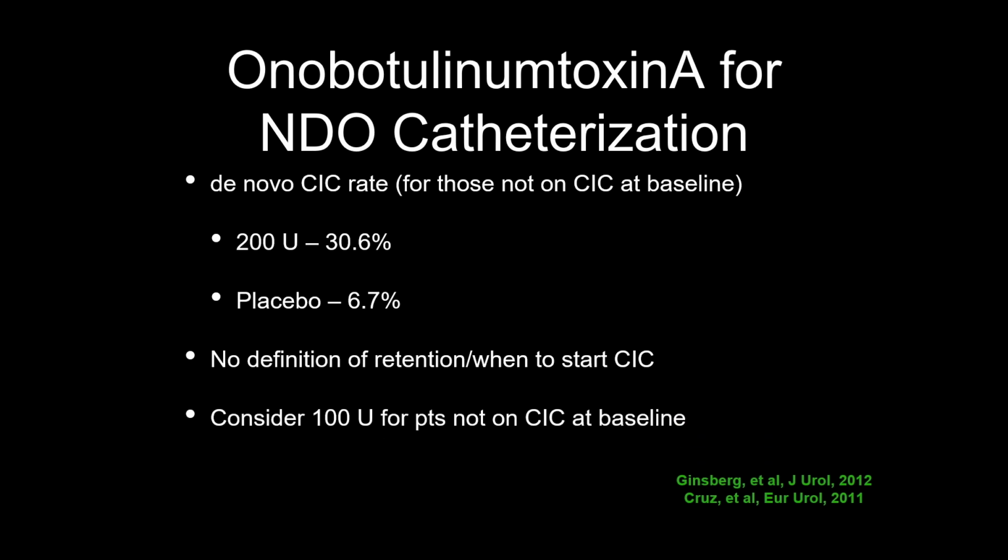And that's why if you are neurogenic and you aren't voiding, unless you really want to catheterize, which no one comes to my office and says, Dr. Ginsberg, I really want to start CIC, we'll start at 100 units.